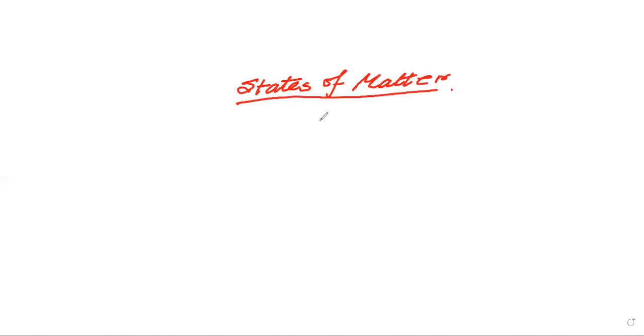This chapter is one of the easiest chapters and it has nearly nothing to do with chemistry at all. So here we see two terms, states and matter. First of all, we will define the terms. What is matter?